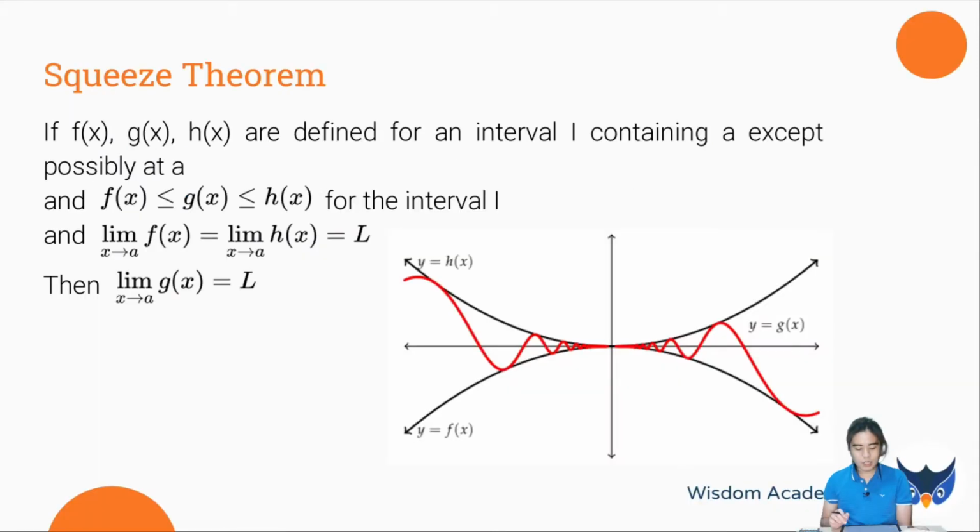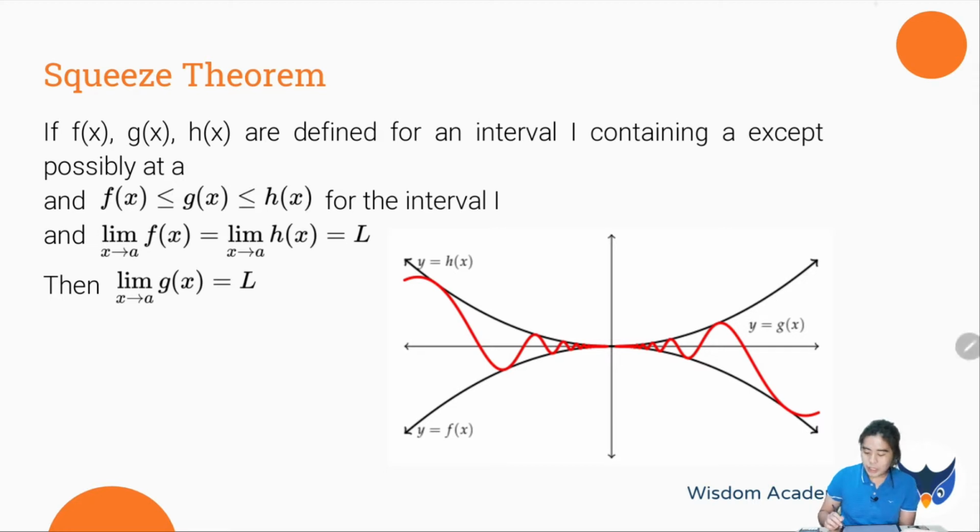So let's start. Before we discuss the limits and continuity of trigonometric functions, let us first discuss the squeeze theorem. The squeeze theorem states that if f of x, g of x, and h of x are defined for an open interval I containing a, except possibly at a, and f of x is less than or equal to g of x, and g of x is less than or equal to h of x for the interval I, and the limit of f of x as x approaches a is equal to the limit of h of x as x approaches a, then the limit of g of x is equal to that same value.